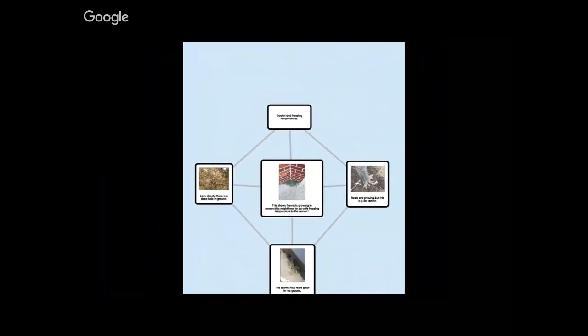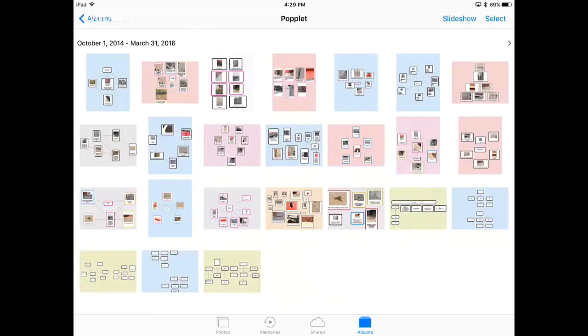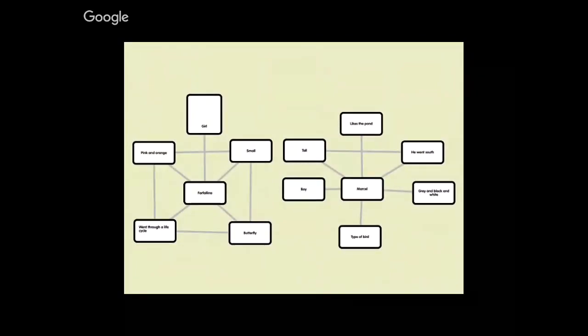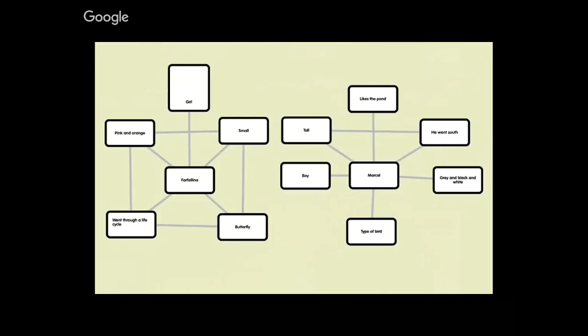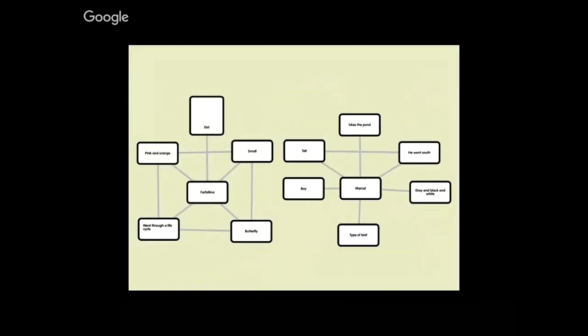Let's see if I can find some other ones that we did. And so these were last year. This was comparing 2 characters, Marcel and Farfalina, and this is the way for them to compare and contrast. They did the character traits for them. She likes the pond. He went south. So pretty much things that we could do with pencil and paper, they were able to do this and share it with me.